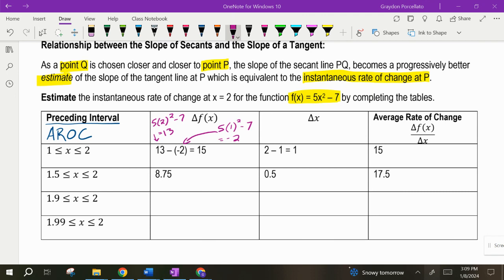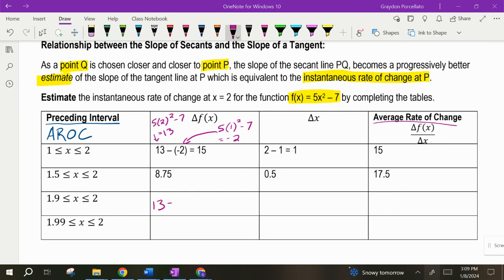And that's how we calculate our average rate of change, by doing the change in f of x divided by the change in x. So these values are calculated here for you. Now, we know what happens if I sub in 2. If I sub in 2, I get 13.